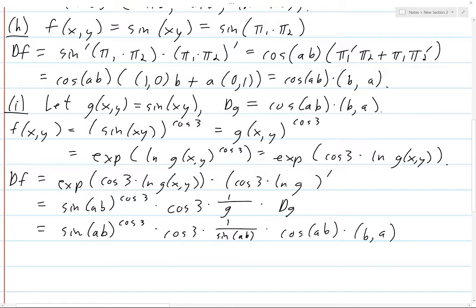And so we end up with what? So we've got the cosine of 3. Now, sine of ab is being raised to the power of cosine of 3, but we're also dividing by sine of ab, which is, remember, 1 over sine of ab is the same thing as sine of ab to the power of negative 1, and so we can actually put that minus 1 up here. So this is cosine of 3 minus 1. And then we have cosine of ab, and we multiply that entire scalar times the vector b comma a, and that gives us our final answer.